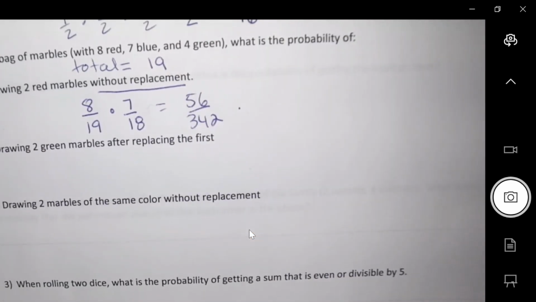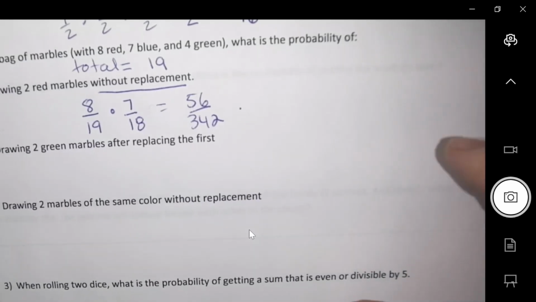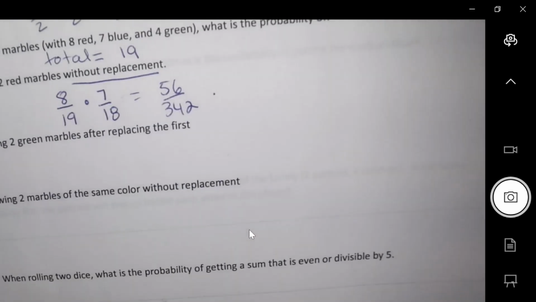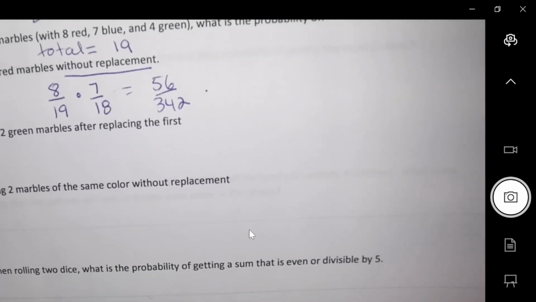342. Okay, probabilities, completely just leave them as fractions. That's fine. I don't expect you to reduce them. Like this one I could have reduced. I don't expect that. I'm also okay if you make it a decimal. I'm also okay if you make it a percent. They could go either way.